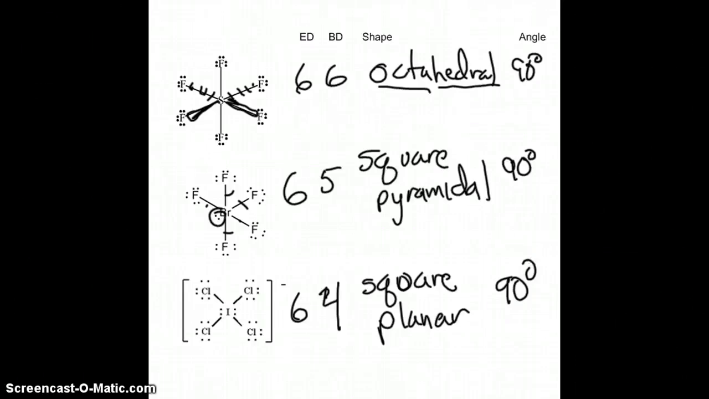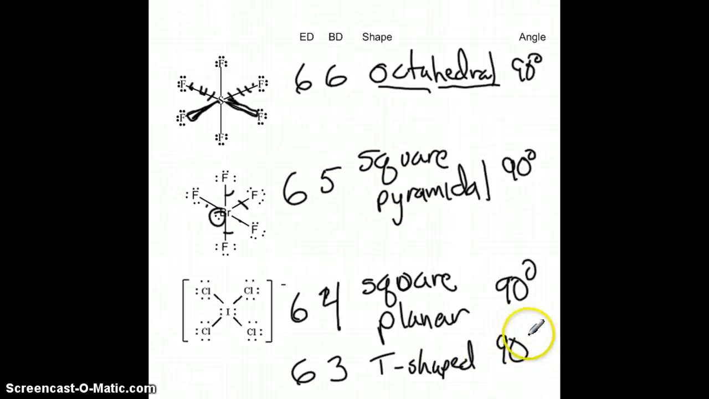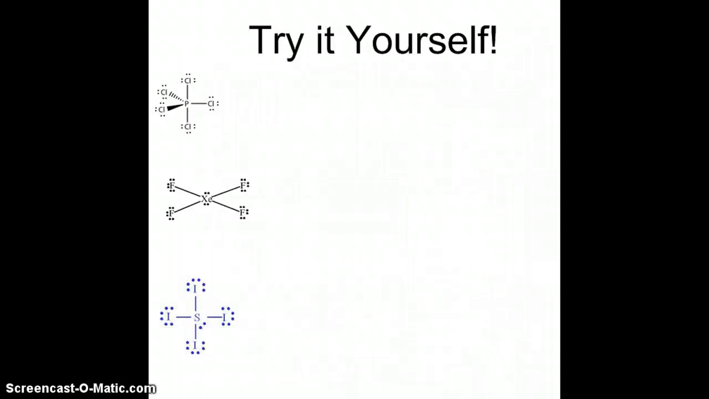Okay, so if we move down to 6 and 3, and there's not very many examples of 6 and 3, but that looks like that. You'll notice that 6 and 3 looks a lot like 5 and 3 on purpose. So 6 and 3 is going to be T-shaped, and the bond angle is 90. Anything that has 2 or 1 electron domains is going to be linear. So 6 and 2 and 6 and 1 are linear. And a linear with 2 electron domains has a 180 degree bond angle, and a linear with 1 electron domain has no bond angle.